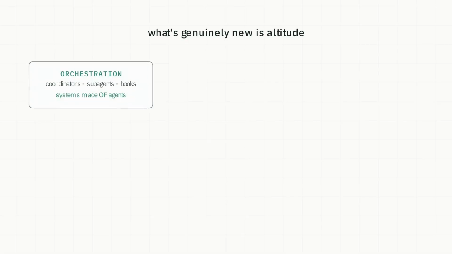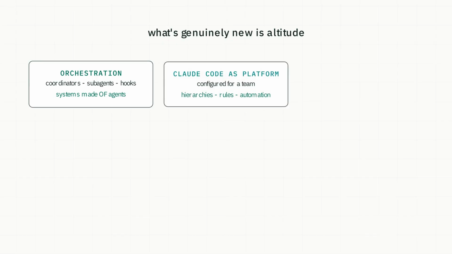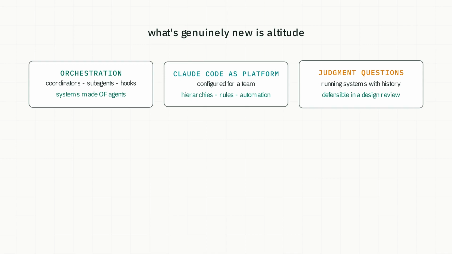What's genuinely new is altitude, 3 additions. The Agent SDK's orchestration model, coordinators, subagents, hooks, the machinery of systems made of agents rather than single agents. Claude Code as a configured team platform rather than a personal tool, hierarchies, rules, automation. And the architect's question style: every problem arrives inside a running system with history, stakeholders, and constraints, and the answer is a judgment, defensible in a design review, not just a working call.